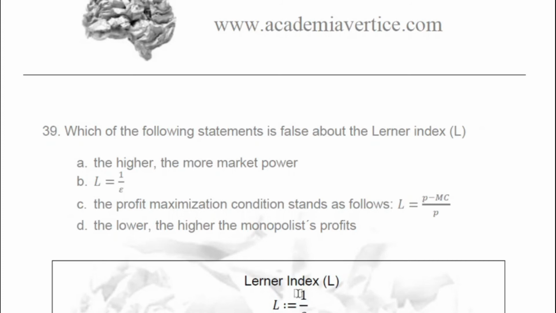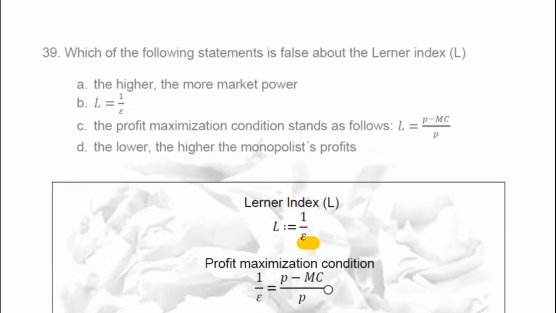This is the profit maximization condition, how it stands as a function of, or depending on, the price elasticity of demand. I usually prove it to you in class. Now, the higher the Lerner index is, the higher this number, the higher the price could be.